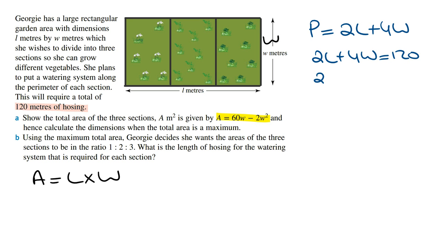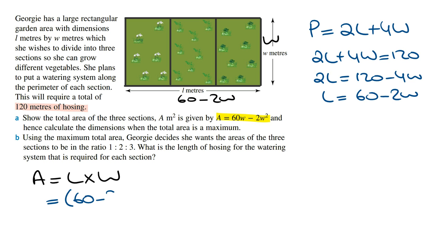And so rearranging this, we're going to get 2L is equal to 120 minus 4W, and dividing both sides by 2, we're going to get L is equal to 60 minus 2W. And so L, the length of this garden, is going to be 60 minus 2W. Now that we have the length in terms of W, all we do is sub it into the general rule for the area. And so the area is going to be 60 minus 2W times the width, which is W. And so expanding this is going to be 60W minus 2W squared, as required.